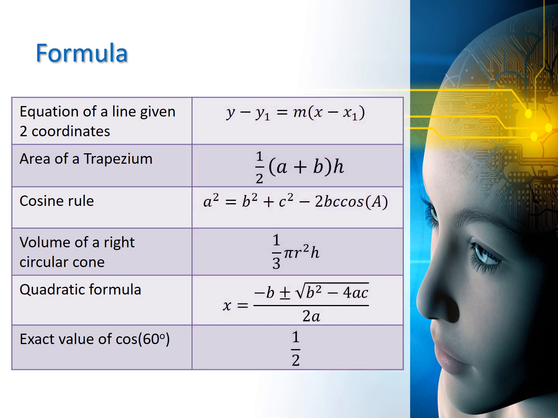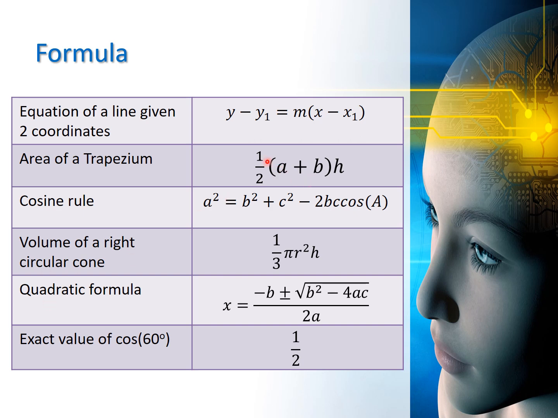Okay, and here are the solutions. So y minus y1 equals m times x minus x1. That's your standard equation of a straight line, nice when you've got 2 coordinates. By the way, you can use either of these coordinates to put into your equation. To work out your gradient, you need to do your change in y over your change in x to get your m value. Next one, area of a trapezium.